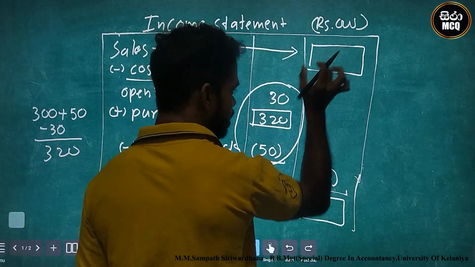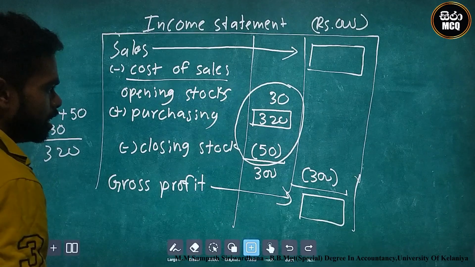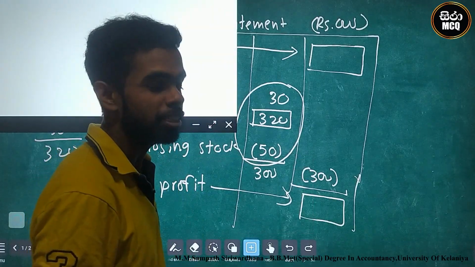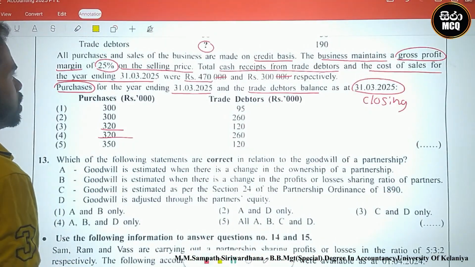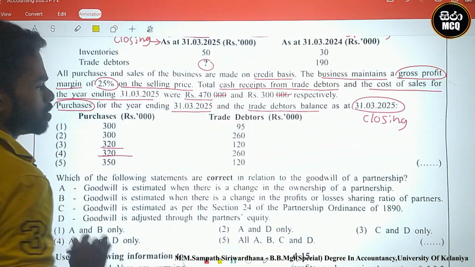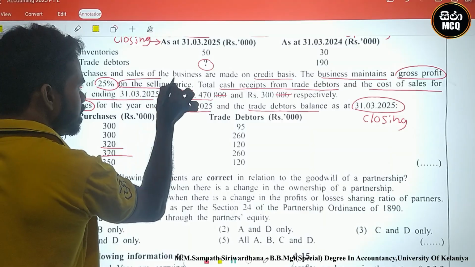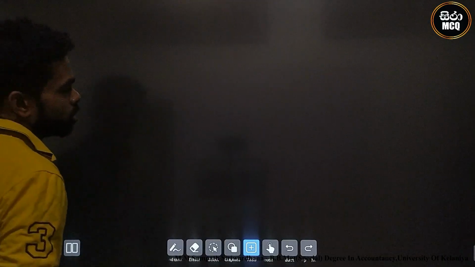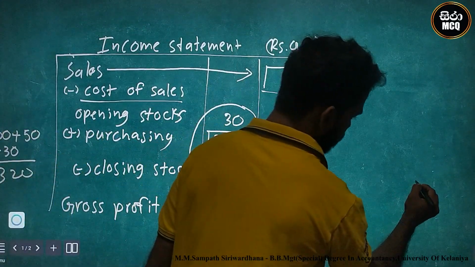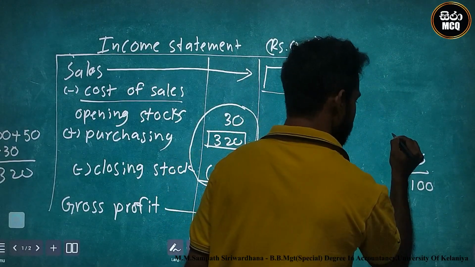You should identify the sales value to fulfill this debtor control account. Therefore, I should calculate the sales value. I use the margin, gross profit margin. Look here. They said that the business maintains a gross profit margin of 25% on selling price. On selling price. Look here. 25% on selling price. The gross profit is there.